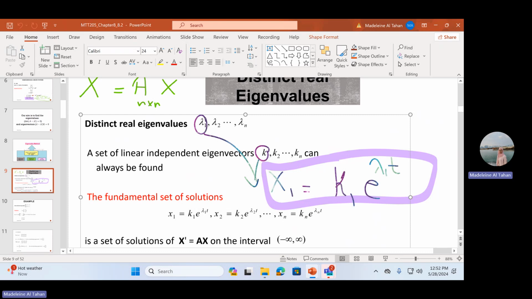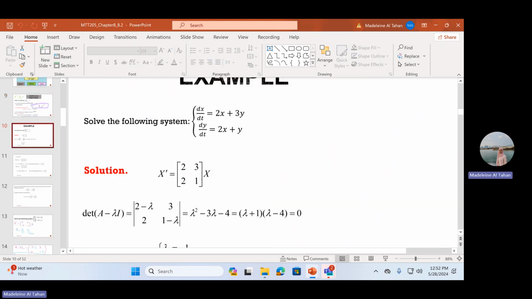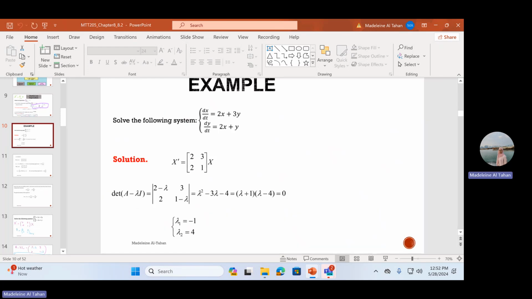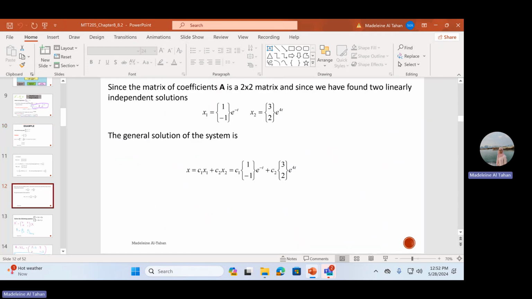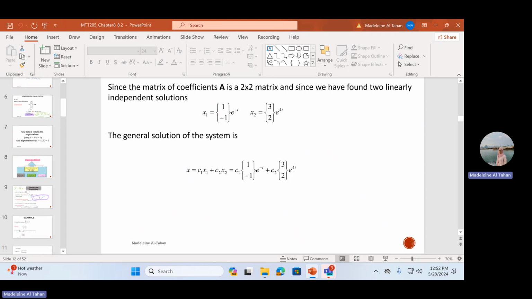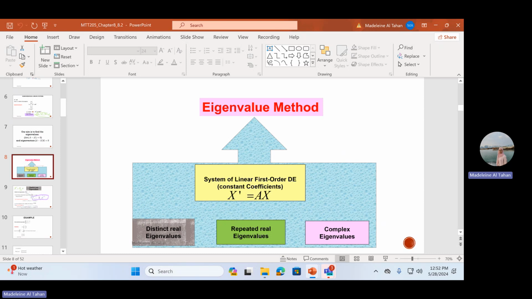Each of these eigenvalues is combined with its corresponding eigenvector, and we get a solution for it. The combination of all these solutions will be our general solution. In this case, we discussed it. If we go for this matrix, we got 2 eigenvalues. Each of these 2 distinct eigenvalues has its corresponding eigenvector. And then we wrote the solution as x equals c1 x1 plus c2 x2. This was case 1. Then we went to case 2, which is the repeated real eigenvalues.